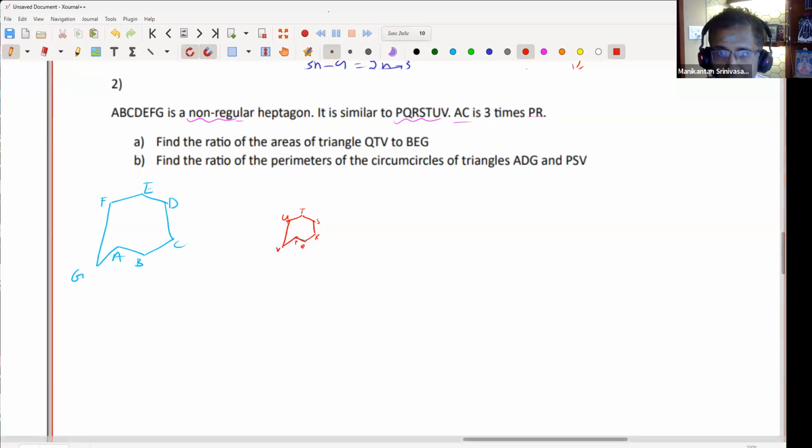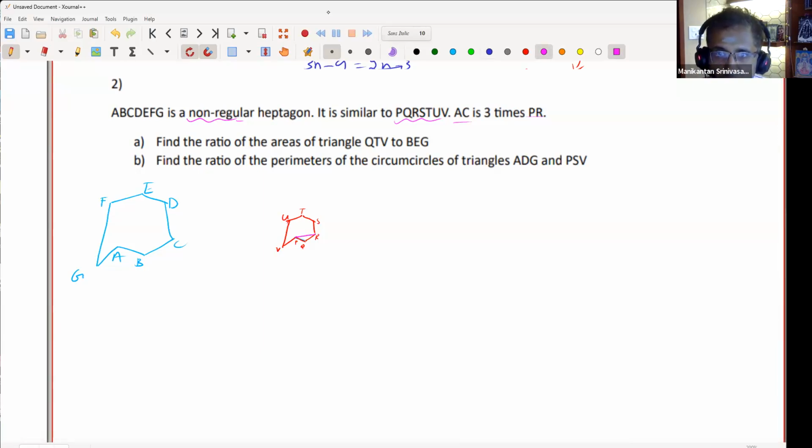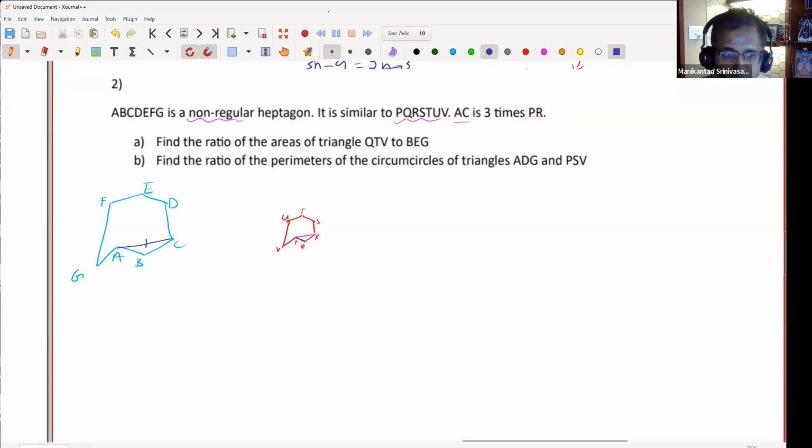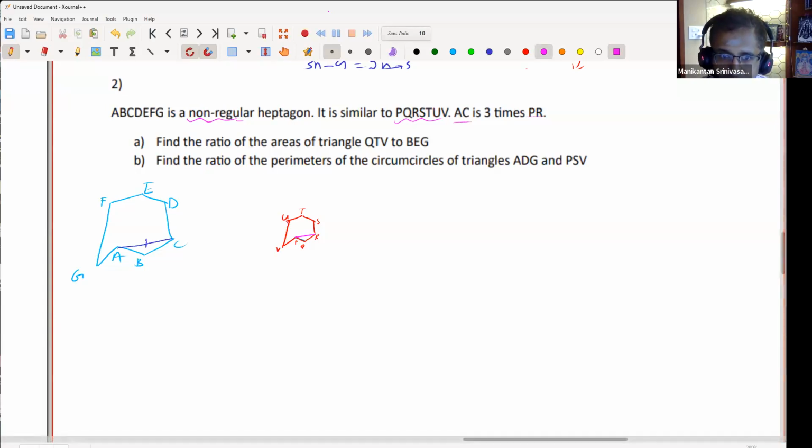Now AC is 3 times PR. So where is PR? Let me mark PR here, and let me mark AC here. You can see that they are corresponding sides, meaning they're not same in length, but they correspond to the equivalent points in the 2 pictures.